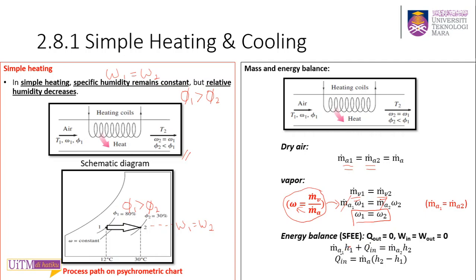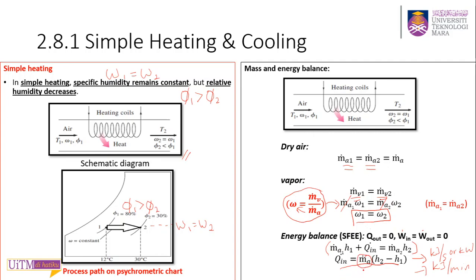From our energy equation just now, or our SFEE, since this is a heating process, Q out we can cancel, and since there is no work interaction, there is no W out and no W in, so we can cancel both work in and work out. What remains are only these terms. Then we can rearrange to find the amount of heat added to the air, which we can calculate using this equation. The unit is either in kilojoules per second or kilowatt, or sometimes kilojoules per minute, depending on the m dot.